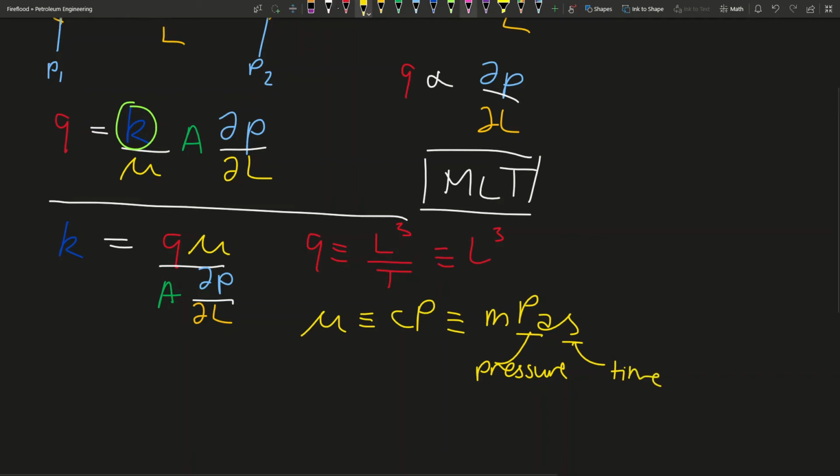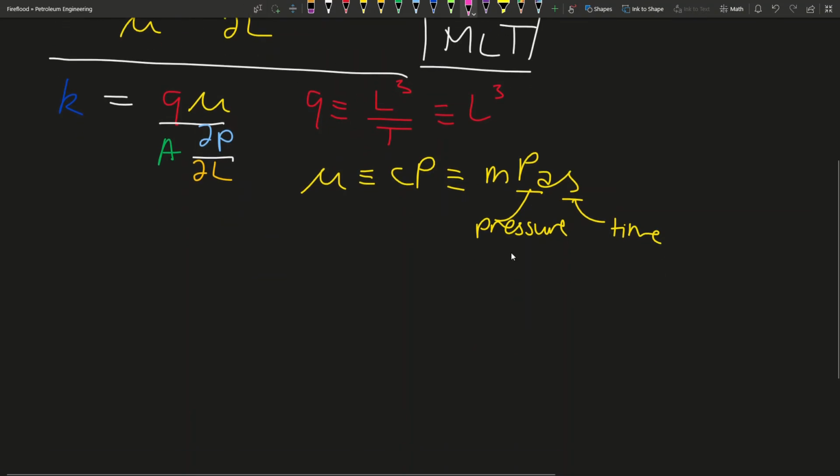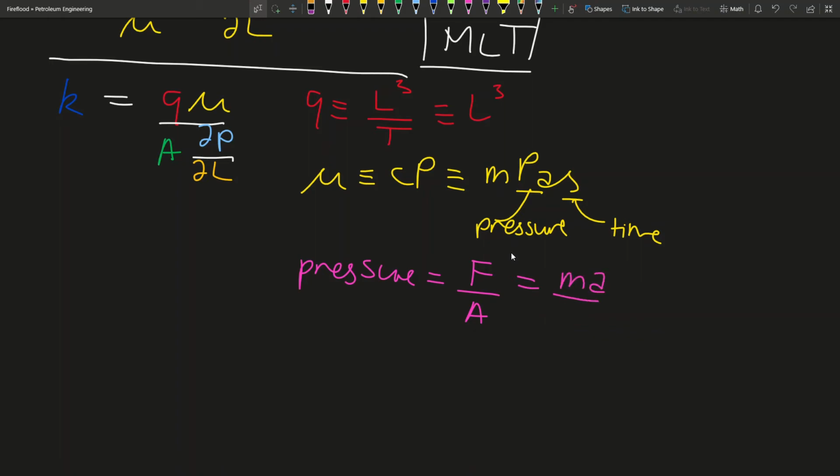So our goal now is to find out what the units of our intermediate variables are. So pressure, well, let's recall the formula for pressure. That would be force over area. And force is some mass times some acceleration. So we can write it in this form.